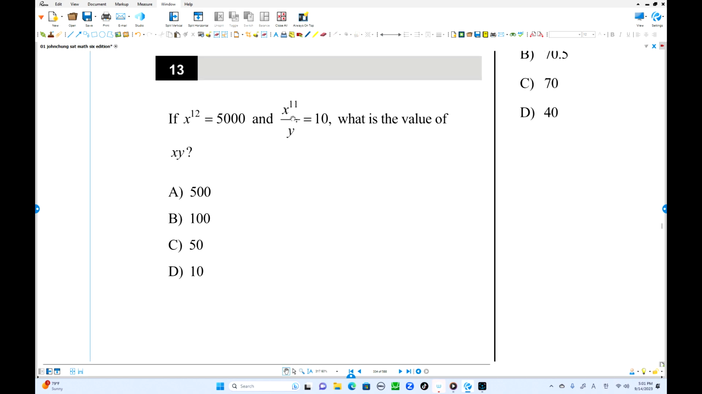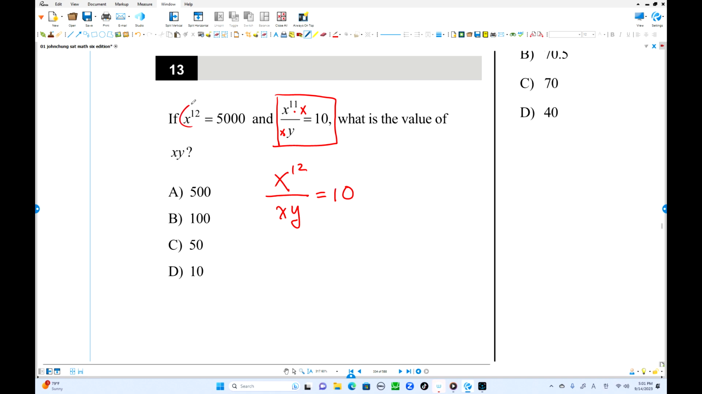All right, number 13. x to the 12 is 5,000, and x to the 11 over y equals 10. What is the value of x times y? From here you can find x times y. Yes, you can do that. Multiply by x over here, right? So the numerator is now x to the 12, and the denominator is x times y. That still equals 10.